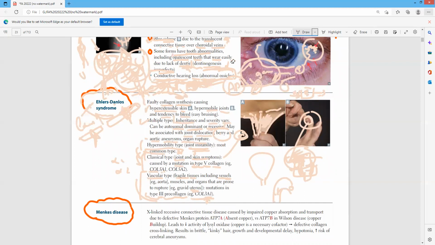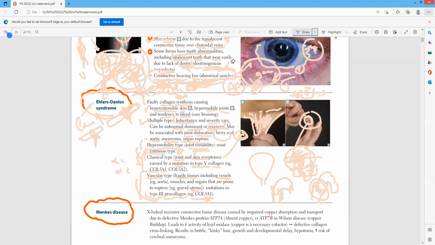this is the aorta. This is a blood vessel. If you have that defect in the collagen that supports the aorta, you may have a dilatation here from that, and this is called an aneurysm. And we will see that in detail in the cardiovascular section.